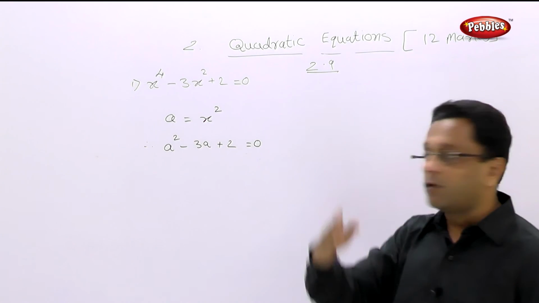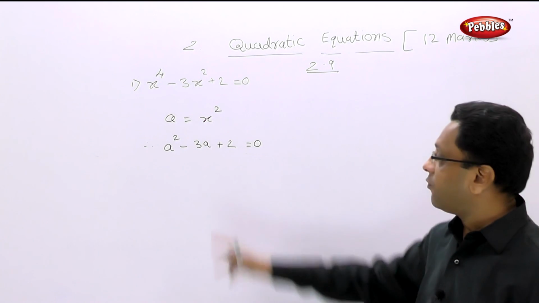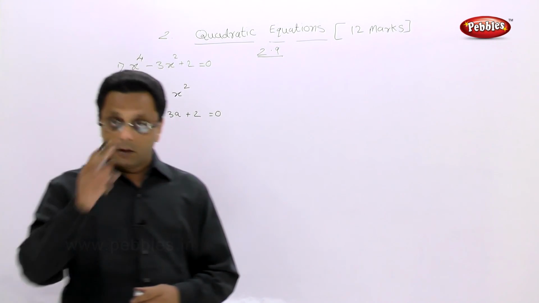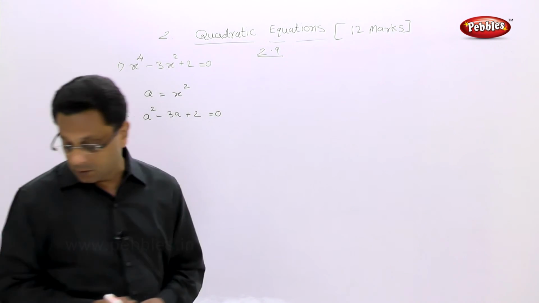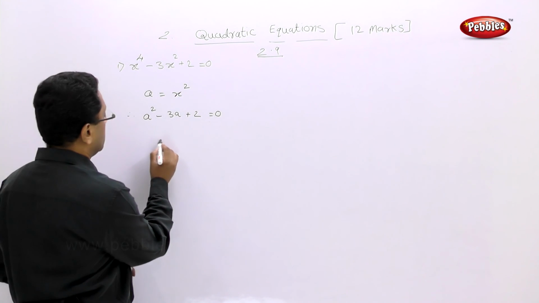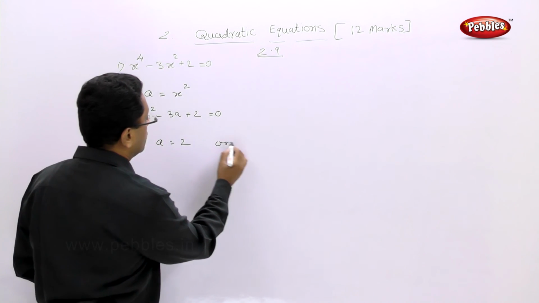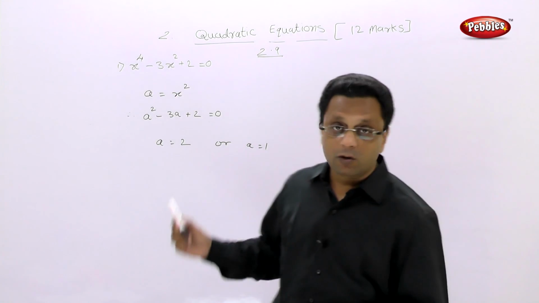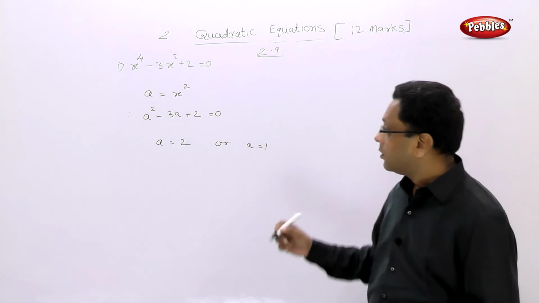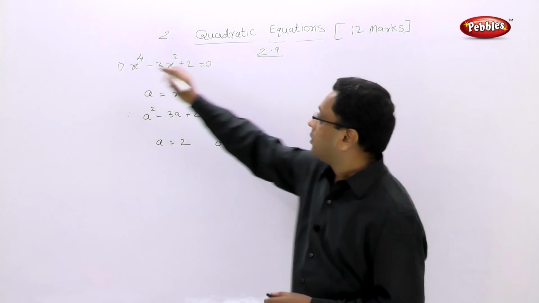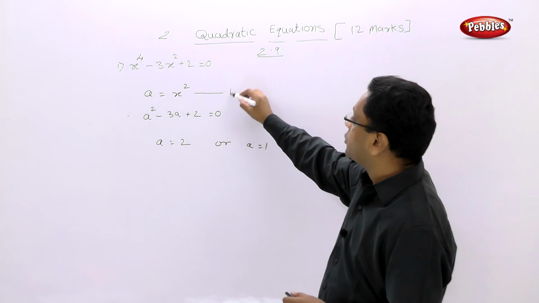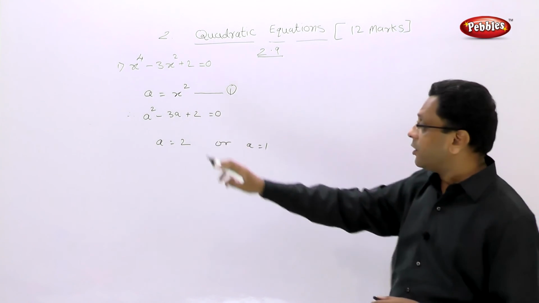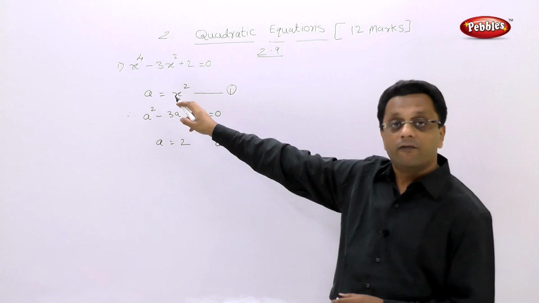Now pause your video and solve this and find the value of a. The value of a we get is 2. a is equal to 2 or a is equal to 1. Now this is not our answer. Our answer should be in x. Now in this equation, which we consider as the first equation, we will substitute the value of a and we will find out the value of x.